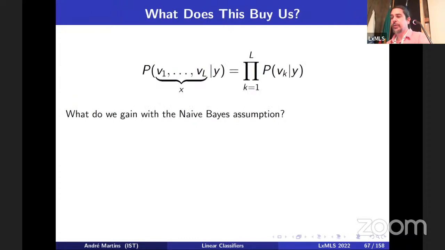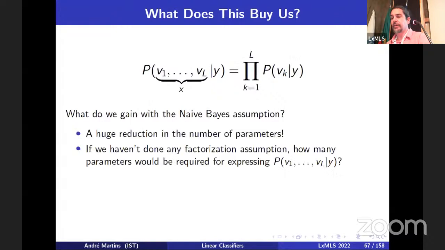And let's think again about why we came up with this assumption. One benefit is that this is going to reduce considerably the number of parameters. So for example, if you hadn't done any factorization assumption, so if we didn't use this naive Bayes assumption, and you were going to model this probability distribution directly, how many parameters would be required for expressing this distribution? Assuming that we have a vocabulary V and we have documents with L words, how many parameters will be necessary? Anyone?